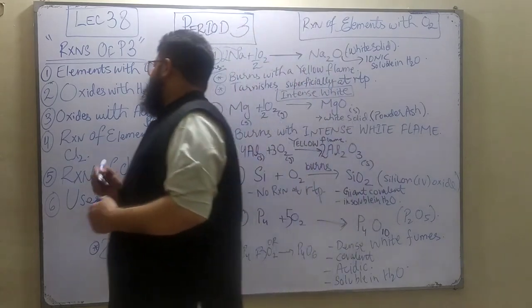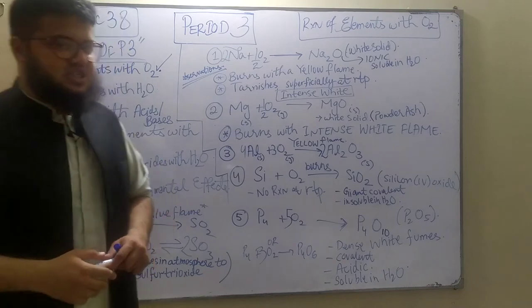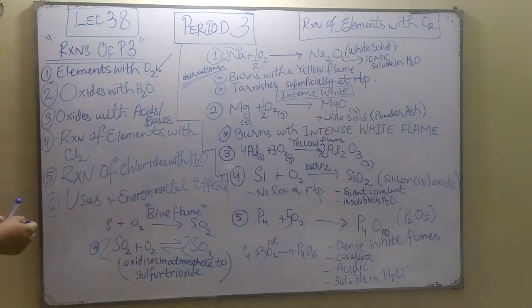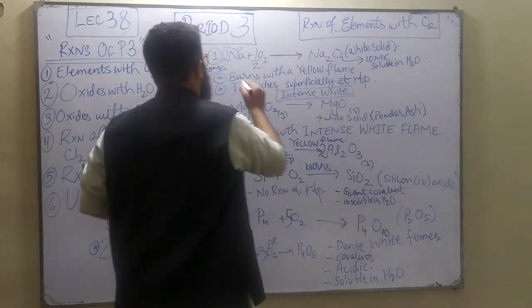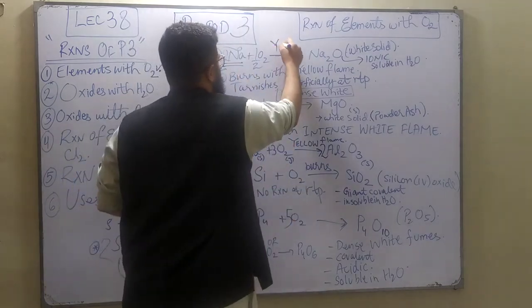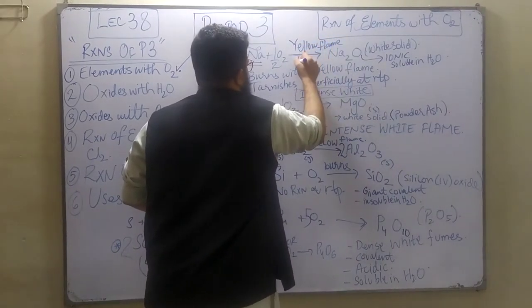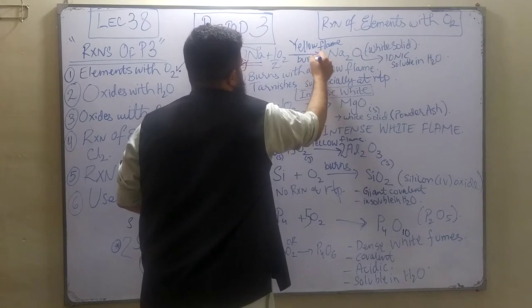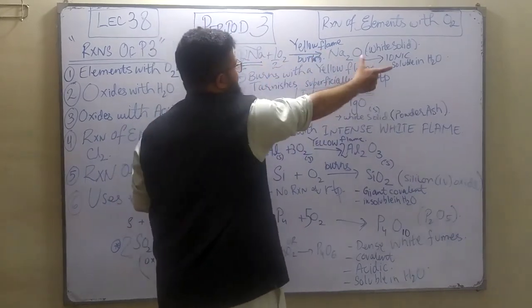So first of all, let's start with the reaction of the elements with oxygen. Bismillah ar-Rahman ar-Rahim. The first element is sodium. Sodium metal, when it is burned in oxygen, burns with a yellow flame. We are combusting it. This is complete combustion. So sodium reacts with oxygen, forming sodium oxide.